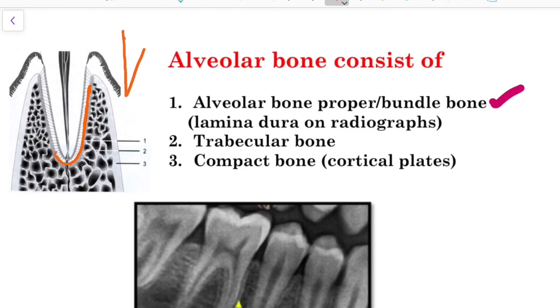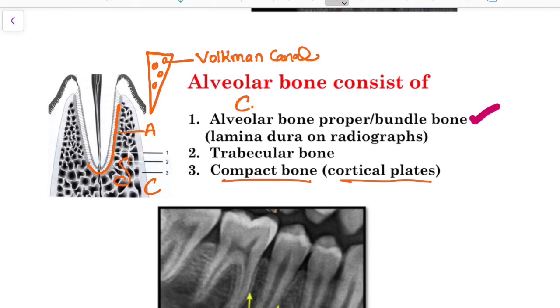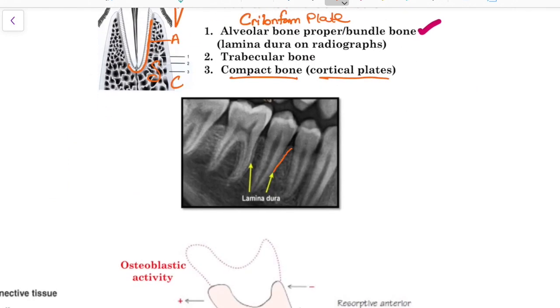So if you do an extraction and you look into that socket, you will see small holes, and those holes represent Volkmann canals. Number two, we have the trabeculae, or the spongy bone, and then outside we have the compact cortical plates. So compact inside, and then alveolar bone. It's also called cribriform plate. Once again, here, lamina dura, it's these white lines that are forming around the root, and that tells us about bone loss.